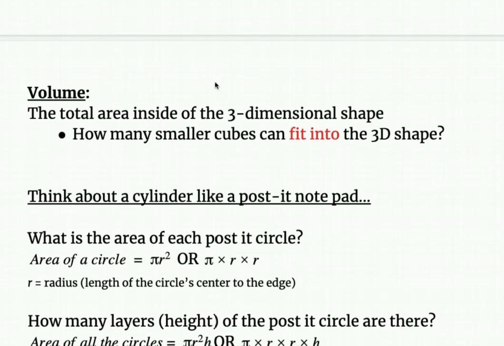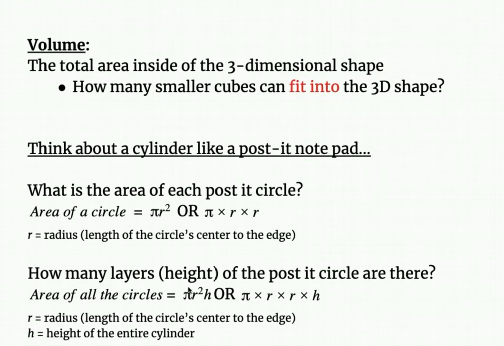So the other part to the formula is just figuring out how many layers, or the height of the cylinder, and multiplying that. So we're just adding a multiply by height, h, to that previous formula. So pi r squared is the area of one circular Post-it, and then we're going to multiply by the height of that cylinder, that entire stack, so that we can get the entire stack's area. So that's the height of the entire cylinder.